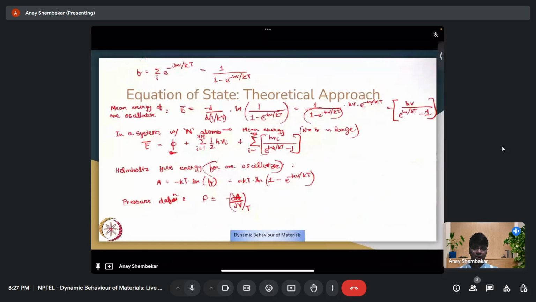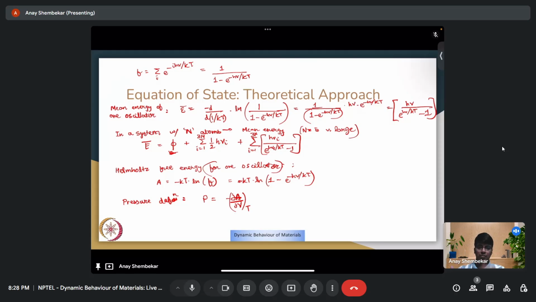Now we defined energy for the entire system. We mentioned that when the atoms come together, there will be some other interactions. That form of interactions is captured by the potential energy function phi. There will be some ground state energy, and then there will be some oscillator energy. So because you have a large number of atoms, you calculate the mean energy of one oscillator and multiply it with the total number of atoms. That will give us a very good estimate.